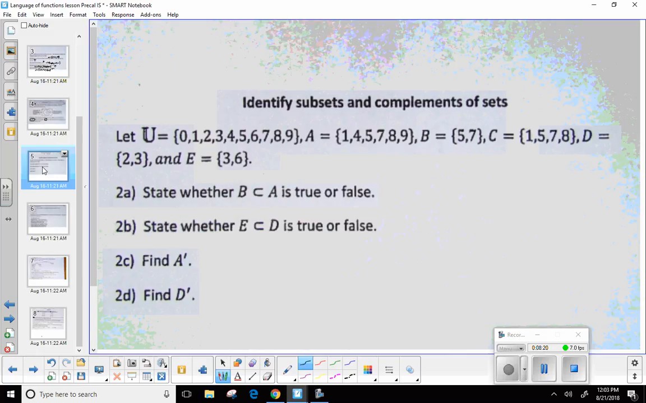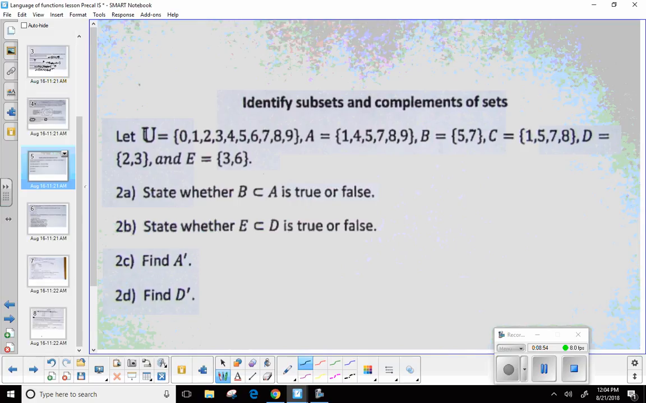Let's take a look at some examples. All right. So let's say the universe, okay, if we were to go ahead and diagram this as a Venn diagram, only contains these 10 elements, 0 all the way through 9. Those are all the numbers we're going to work with. And then you have sets A, which is 1, 4, 5, 7, 8, 9, B, 5, 7, C has 4 elements, D has 2, and E has 2 as well, right? Okay. So let's go ahead and start working some of these. First off, state whether B is a, what does that mean?